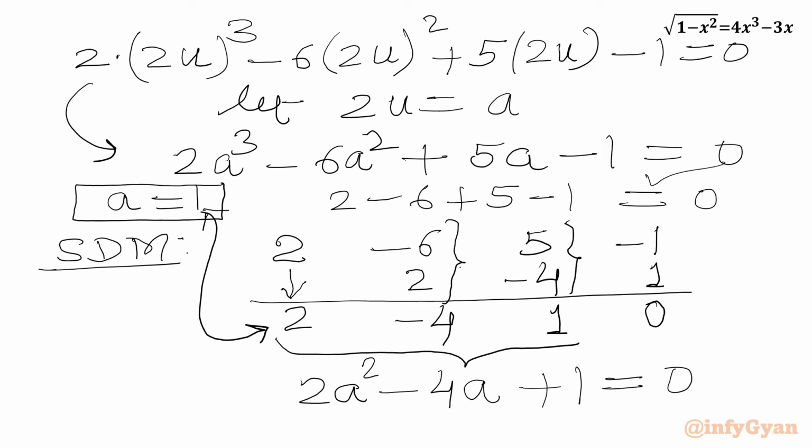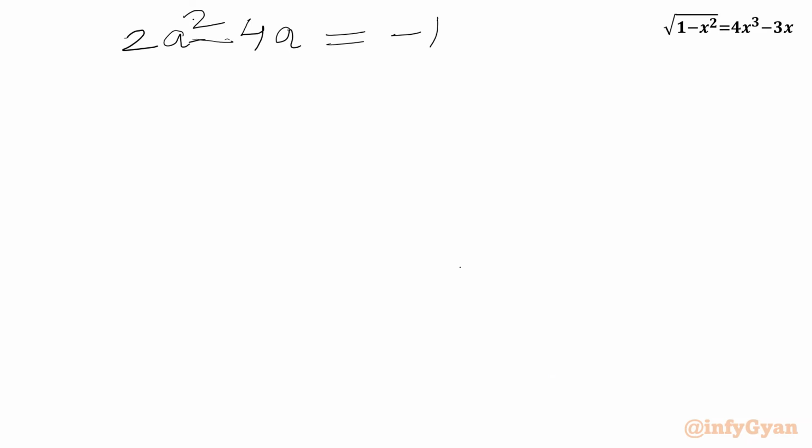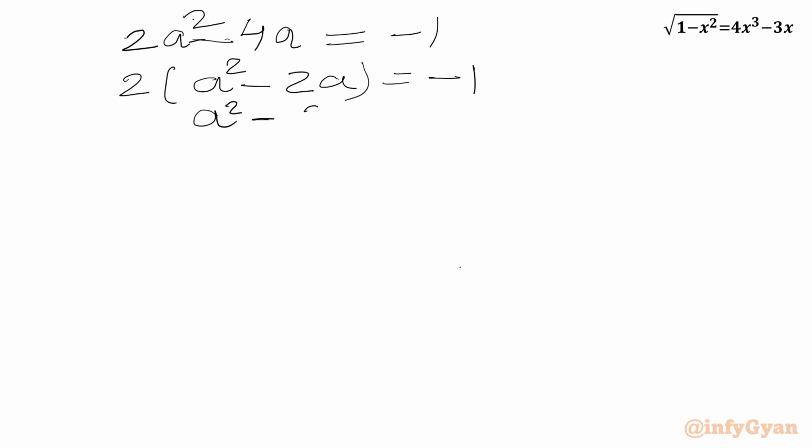Now I will solve using the completing the square method. I will take this plus 1 to the right hand side. So we can write 2a square minus 4a equal to negative 1. Now we will take 2 common from LHS. So in the bracket we will get a square minus 2a equal to minus 1. We will divide both sides by 2. So a square minus 2a equal to negative 1 over 2.